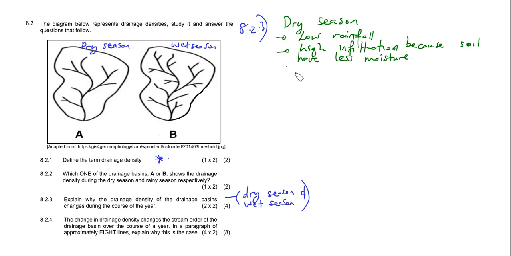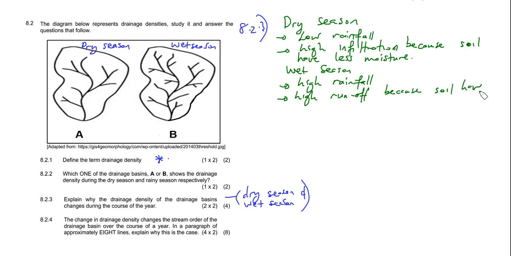Okay, so what about the wet season? In the wet season, we are saying we have high rainfall, and we are saying there is also high runoff. High runoff because of what? As the soils are saturated.